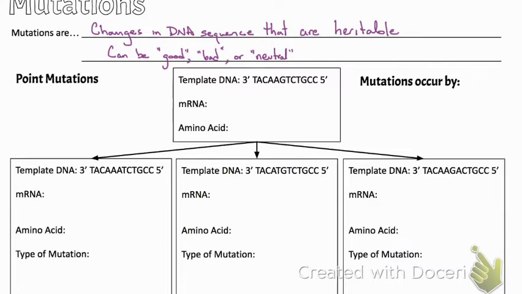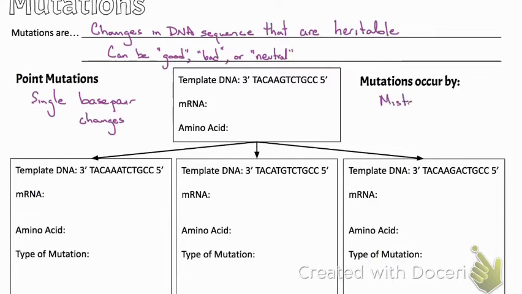Now, again, the types of mutations that we're going to talk about in particular are ones that are called point mutations. These are single base pair changes. And we'll take a look at 3 different examples of point mutations. Mutations can occur by a couple of different routes, but in essence, all of them occur by mistake, essentially.